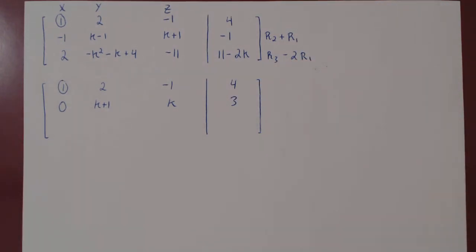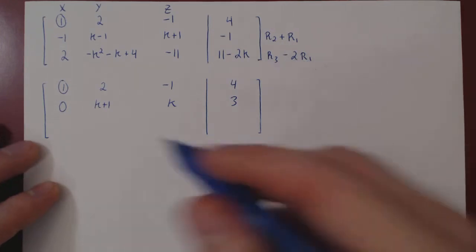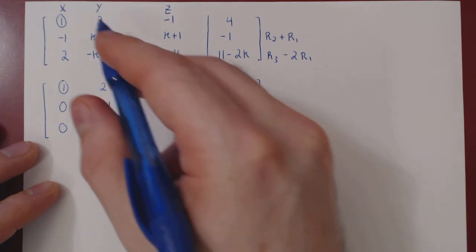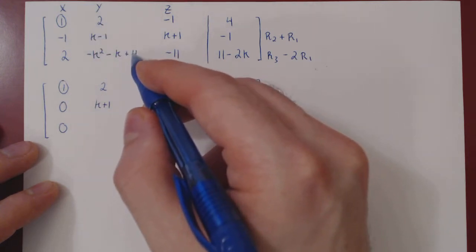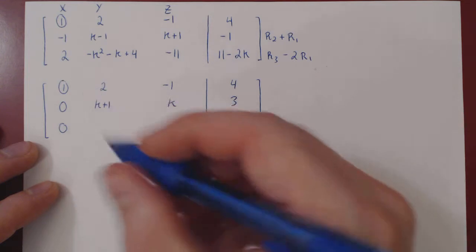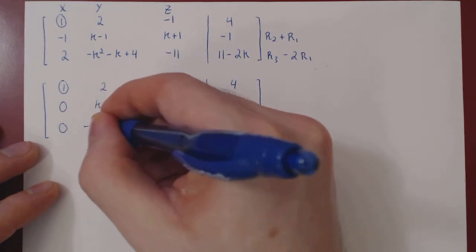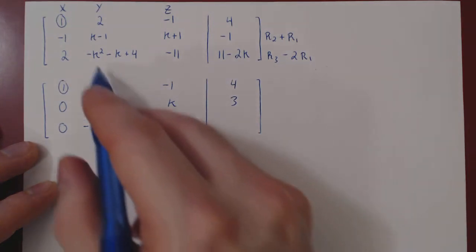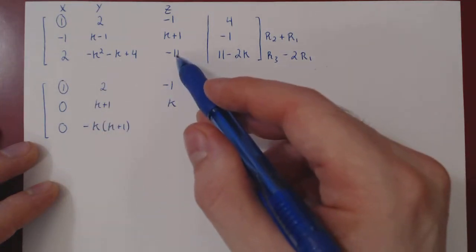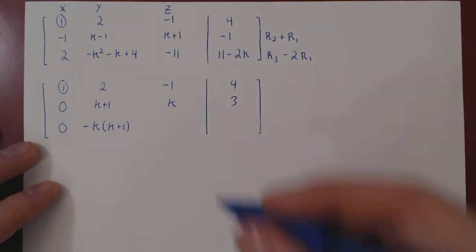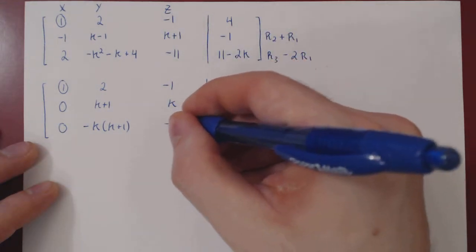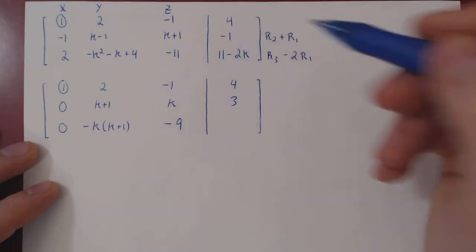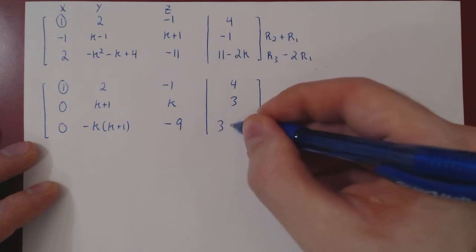Let's perform the second row operation. Row 3 minus 2 row 1. 2 minus 2 is 0. Negative k squared, negative k plus 4 minus 2 times 2 is minus 4, so this goes away. And we're left with negative k squared, negative k. We can factor out negative k, which will give us negative k times k plus 1. Negative k squared, negative k, check. Negative 1 minus 2 times negative 1 is plus 2. Negative 11 plus 2 is negative 9. And finally, 11 minus 2k minus 2 times 4 minus 8 gives us 3 minus 2k.